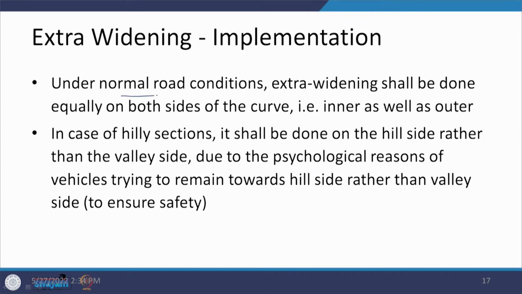Under the normal road conditions, the extra widening shall be done equally on both sides, that is on the inner side as well as on the outer side of the carriageway, and this is what we have seen when we talked about skidding and off tracking. In the case of off tracking we were requiring a width on the inner side, in the case of skidding we were requiring a width on the outer side.